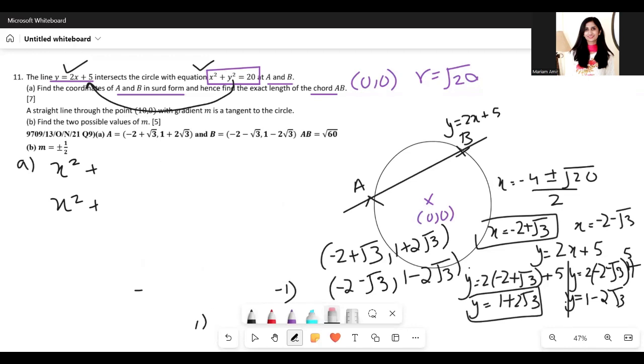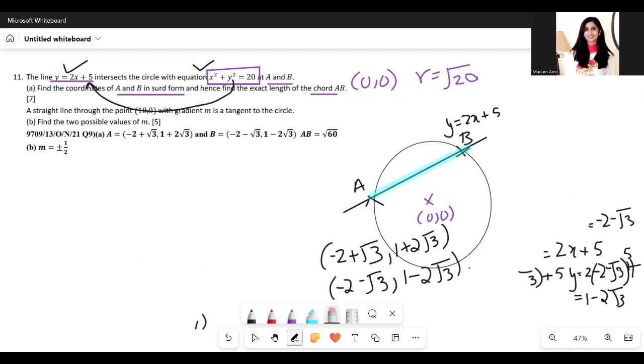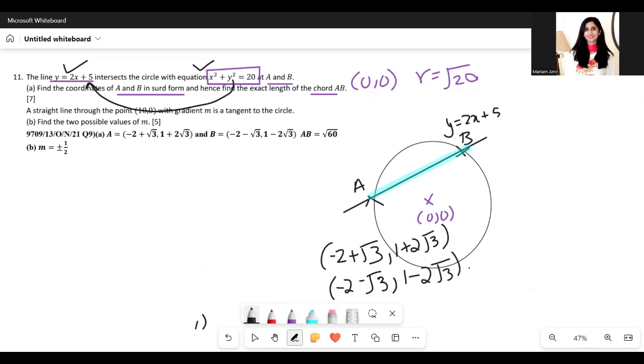So in the next part, they also ask you to find the exact length of the chord AB. Now we're going to apply the distance formula on these coordinates. And let's do that. It's going to be square root of (y2 minus y1) whole squared plus (x2 minus x1) whole squared. We have to be very careful, we have surds here. Let's do y2 minus y1 separately.